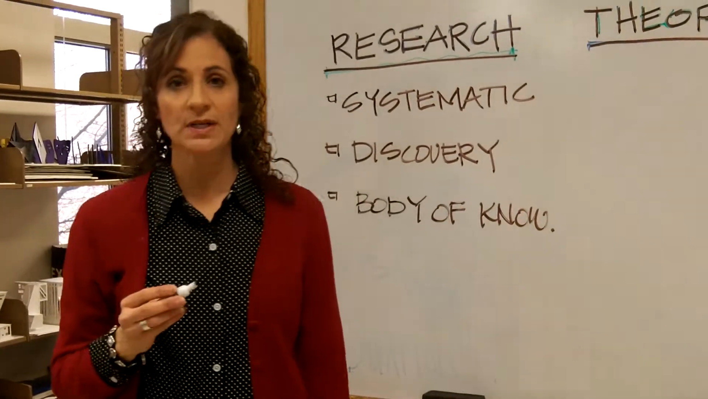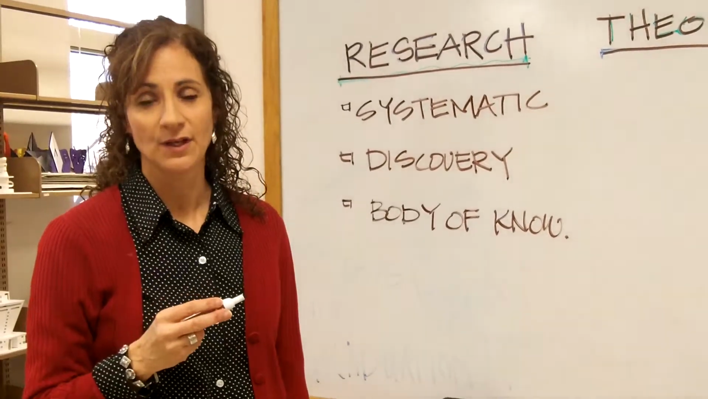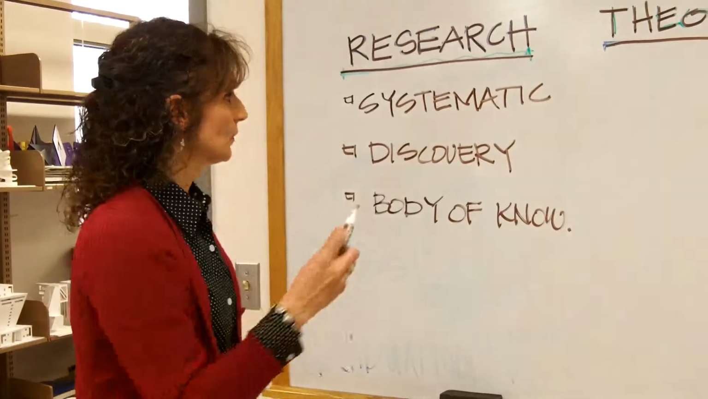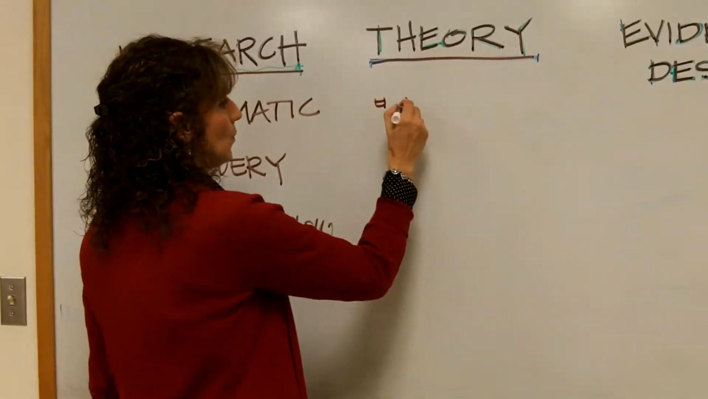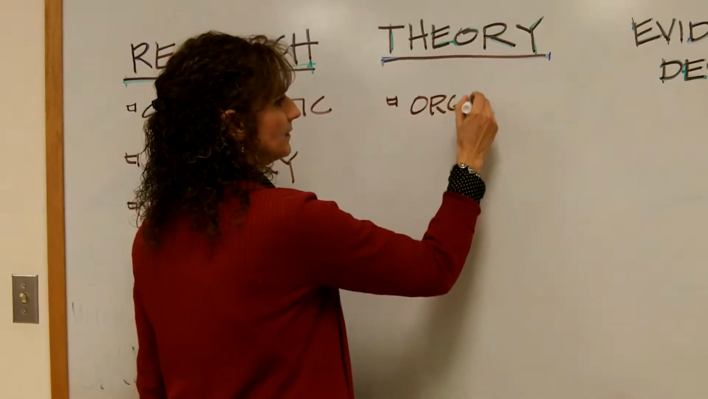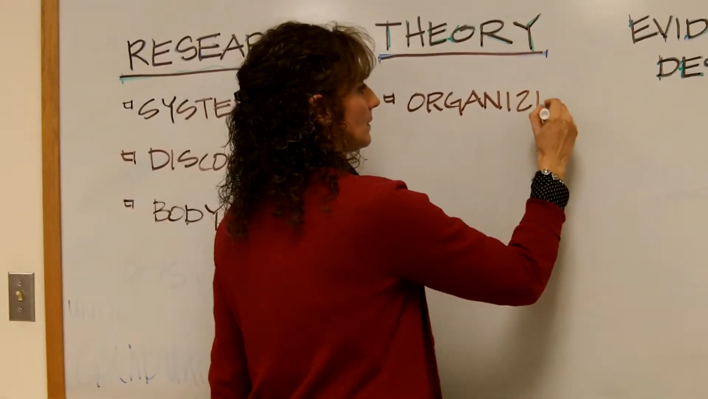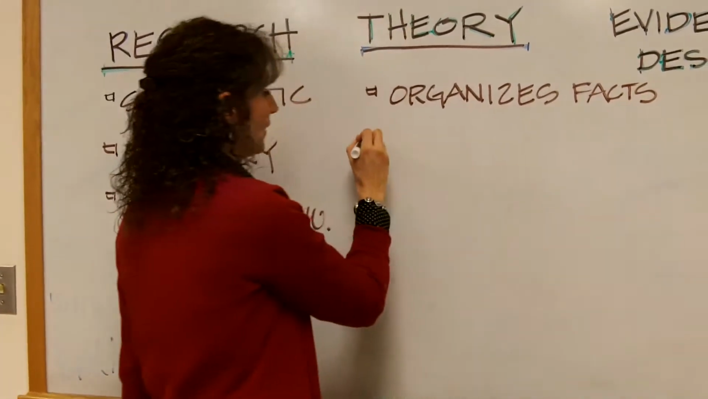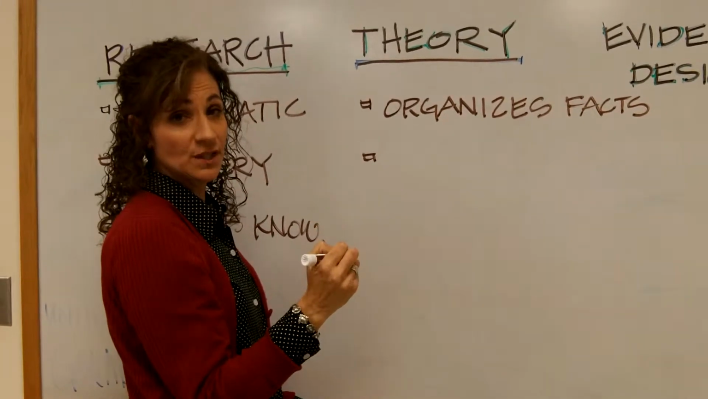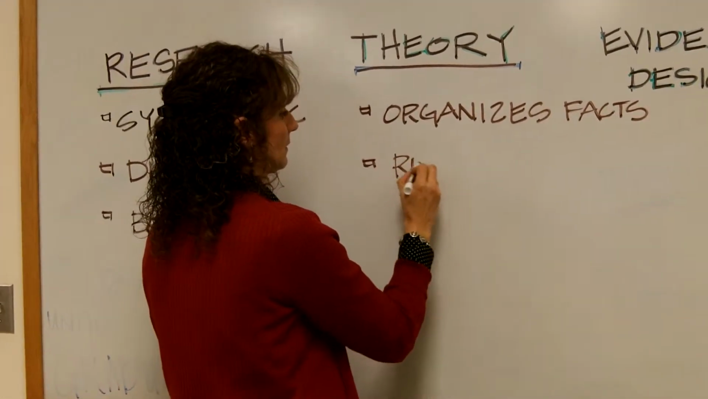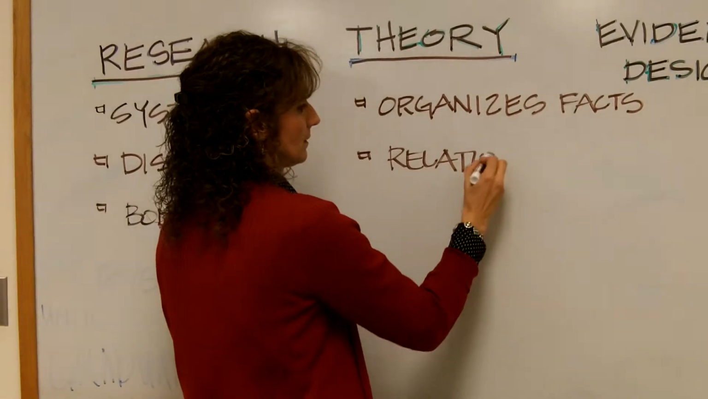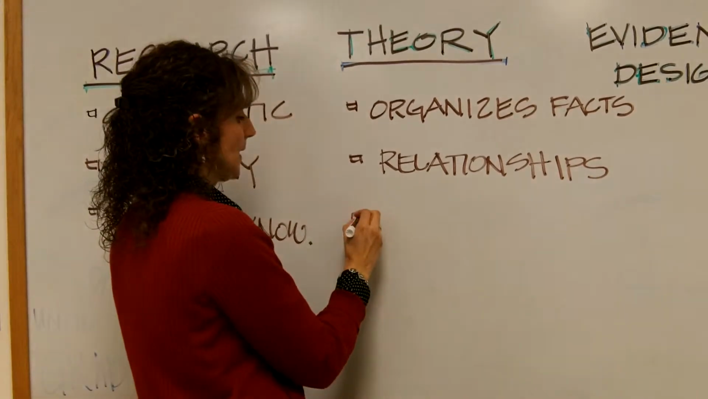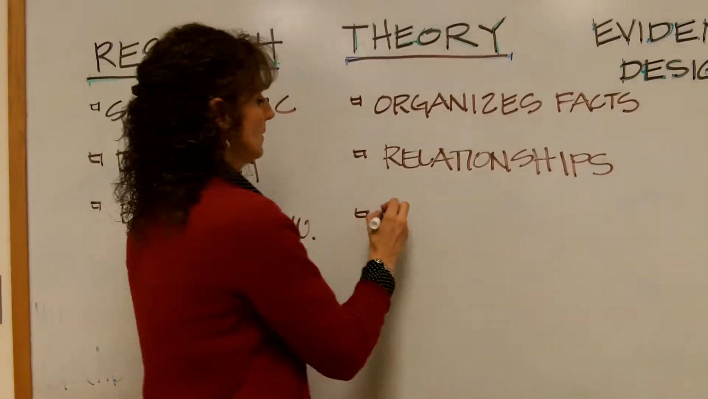Okay, so then once we discussed research, we then looked at theory, and we talked about the relationship between research and theory. And if you can remember, we said that theory organizes existing facts. Theory can also show us the relationship between facts or concepts. And remember, we said that we can use theory to make predictions.